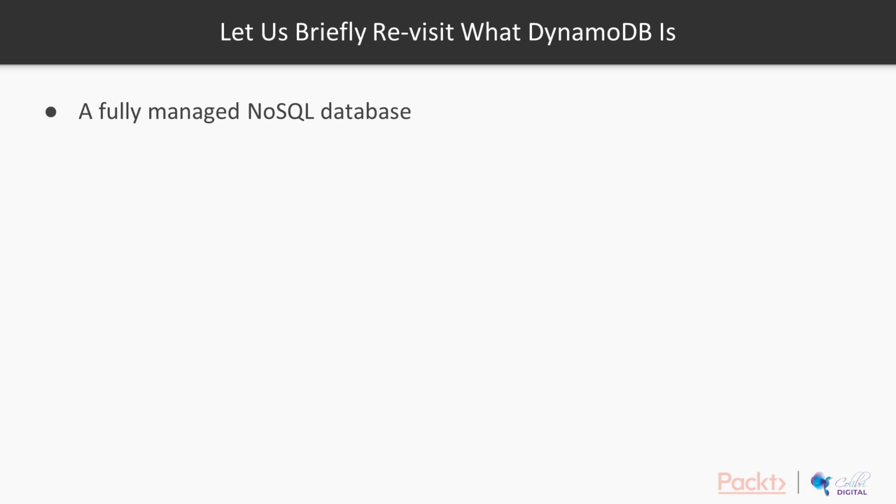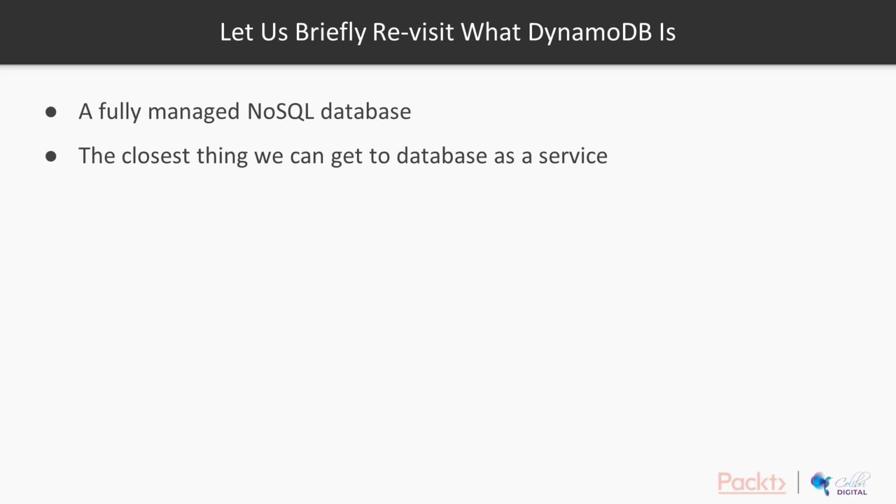Let's briefly revisit what DynamoDB is, and this is important to get the context for the rest of this video. DynamoDB is a fully managed NoSQL database. So what that means is we don't have to worry about infrastructure, networking, servers, even virtual machines. It's not something we run on Amazon EC2. It's not something we have to host ourselves. It's not something we have to patch or upgrade or roll new releases to or anything like that. It's the closest thing that we can get to database as a service.